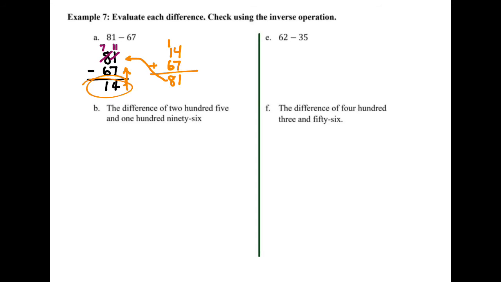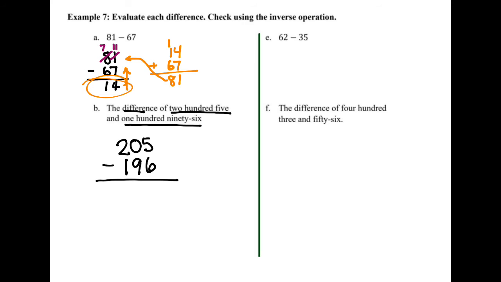Okay, problem B. You need to write out your numbers. So the difference, we know it's subtract, of 205 and 196. Now in this case, those numbers are so close together, it might be easy just to count up, but we're going to practice borrowing, especially with a 0 in there.